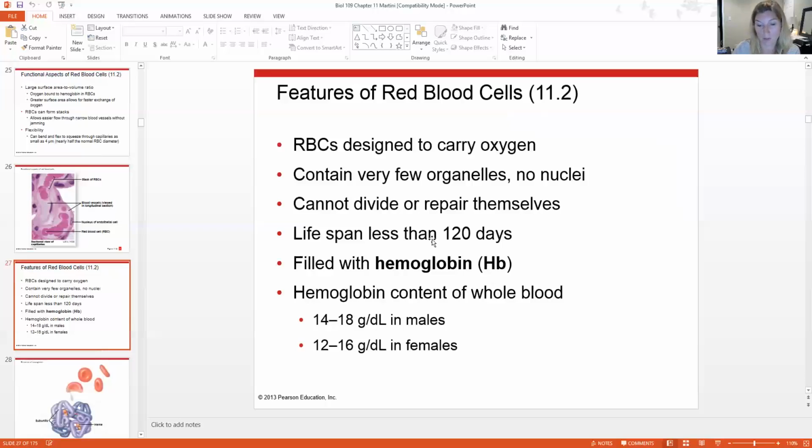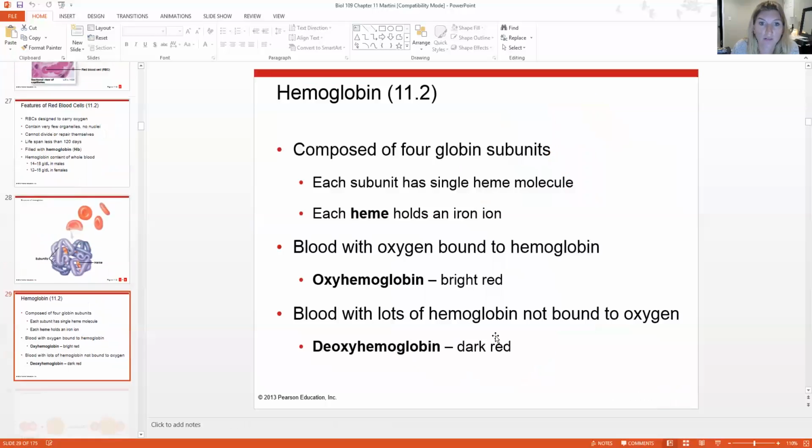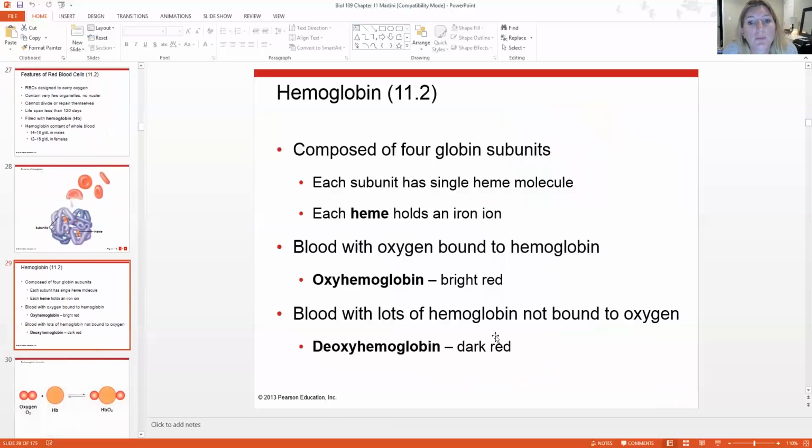They're filled with hemoglobin, which is a protein, and the hemoglobin, again, is more in males than it is in females. There you see it. Here is a hemoglobin protein. The hemoglobin protein has 4 hemes on it. Heme is kind of like a binding site for iron, and that's what you see, this little red dot on the heme is iron. So hemoglobin is composed of 4 globin subunits. Each subunit has a heme, and that heme holds an iron, just like I was just showing you.